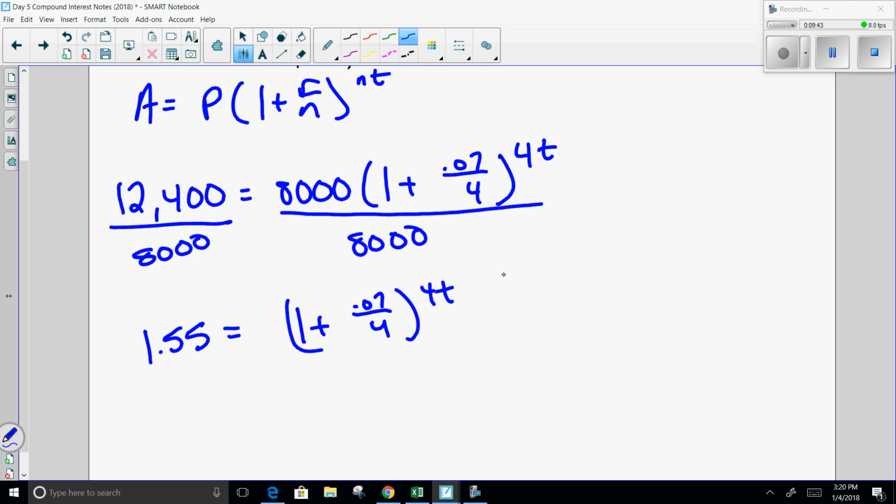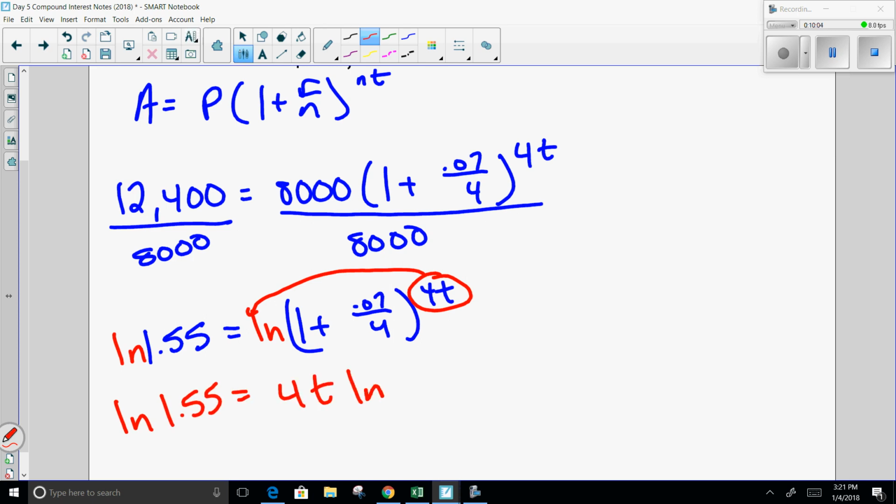Now, here's what the knowledge from our logarithm unit is. I need this 4t to come out of the exponent position. So what do I do? I put in logs or natural logs because that allows me to take this exponent and move it out front. So what you're going to do is you're going to get the natural log of 1.55 equals 4t natural log of 1 plus 0.07 divided by 4. And now we have that.